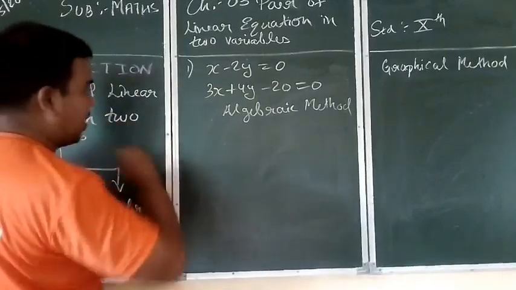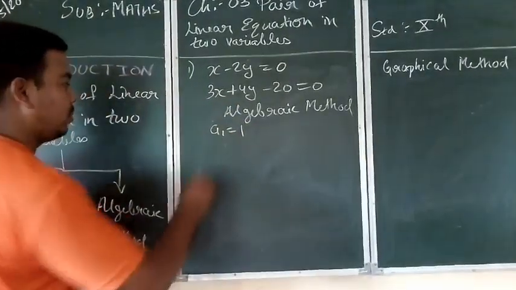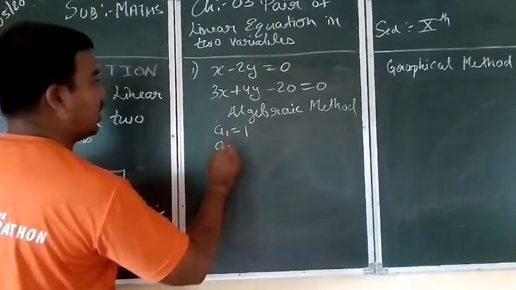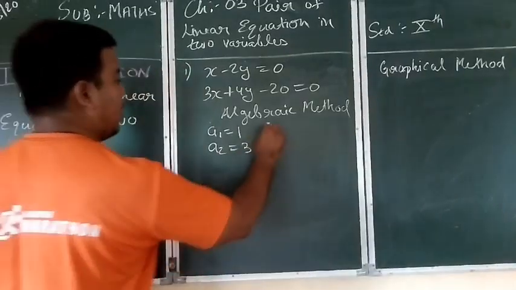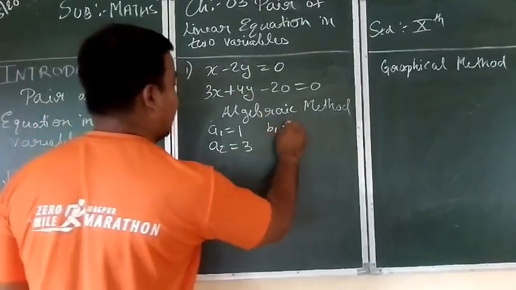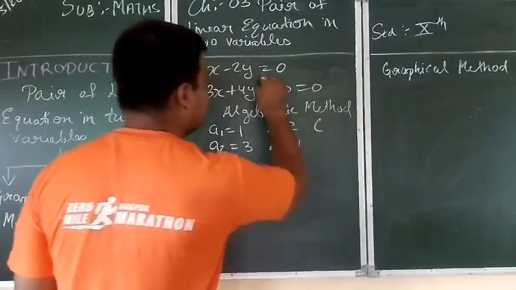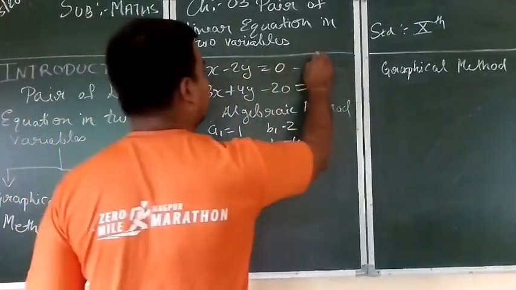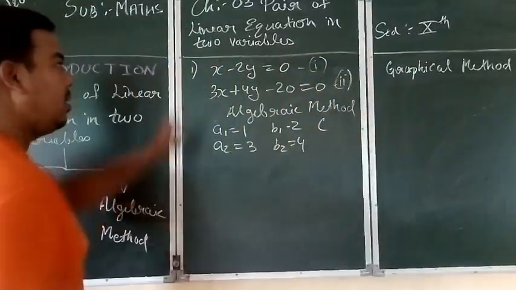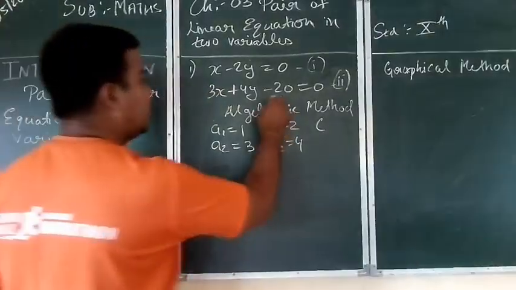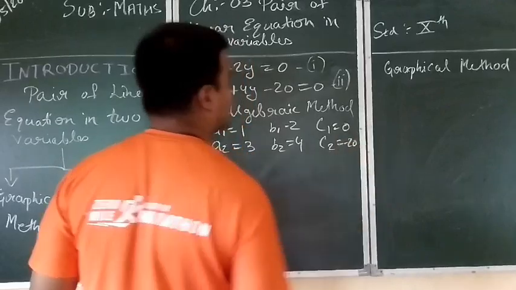For the algebraic method, we first write a1 is 1, a2 is 3, b1 is minus 2, and b2 is 4. c is not given in the first equation. This is the first equation and this is the second equation. So c1 is 0, c2 is minus 20.